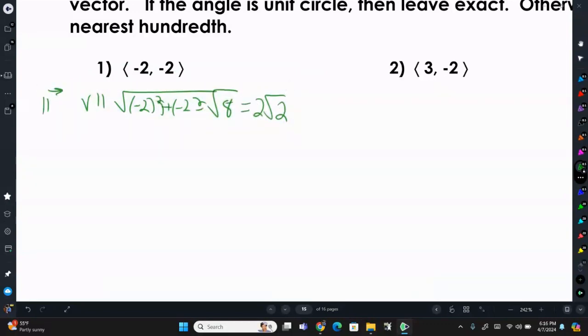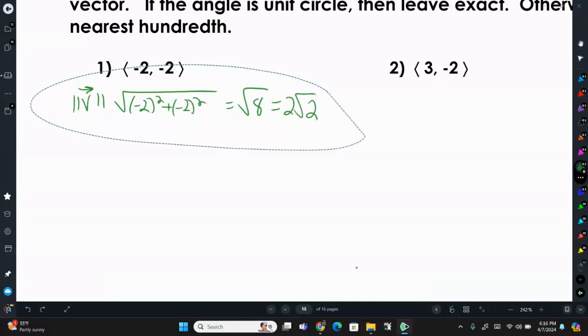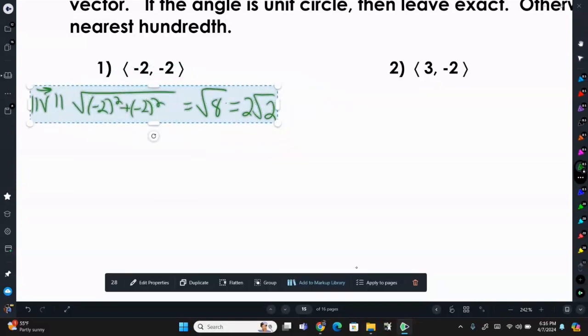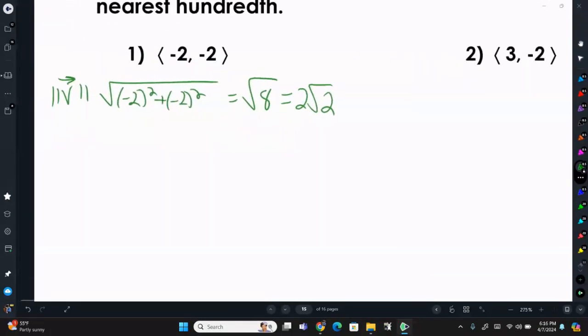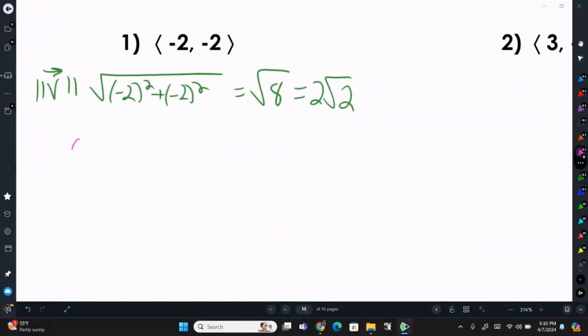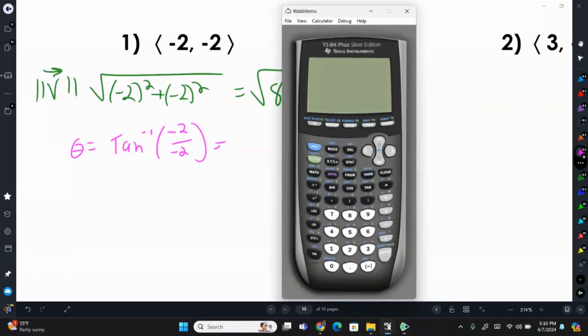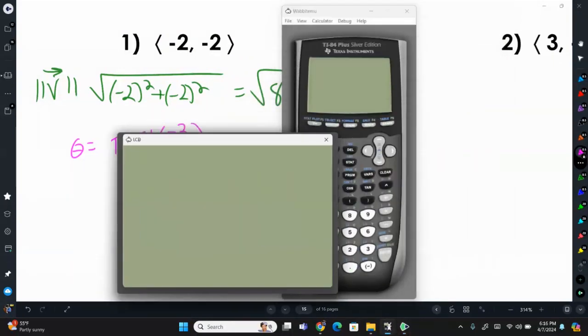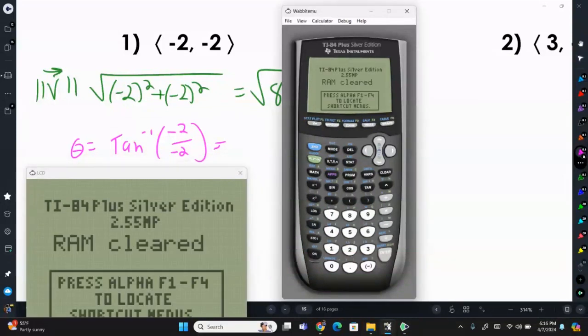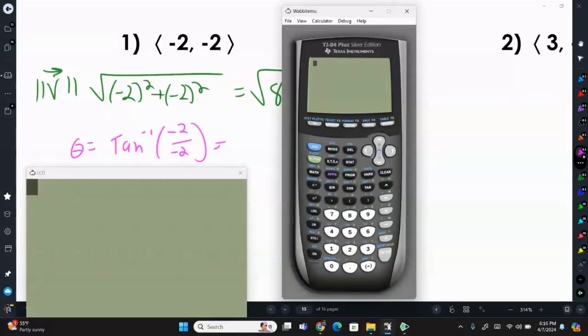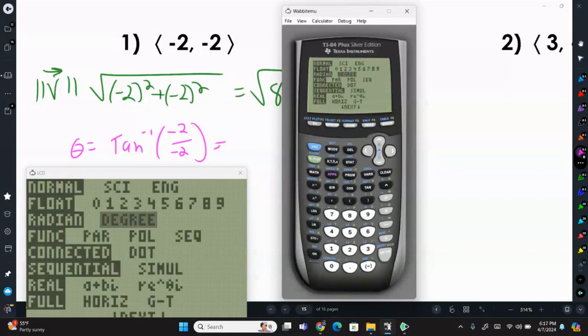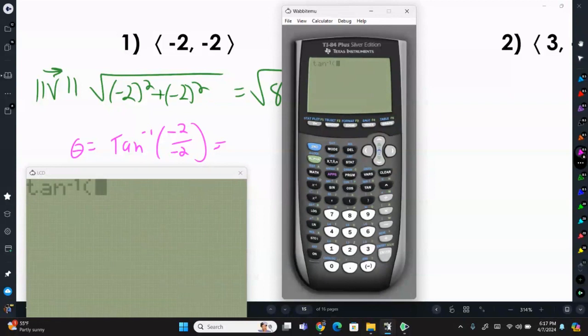Now, to find our direction angle, we have to do the inverse tangent. So theta is going to be the inverse tangent of -2 over -2. And let's type that in the calculator. We're going to be in degree mode. So I'm in radians, make sure we're in degrees. So the inverse tangent of -2 divided by -2, and we get 45.